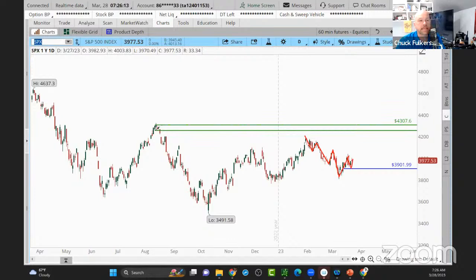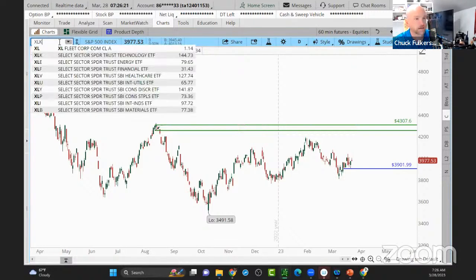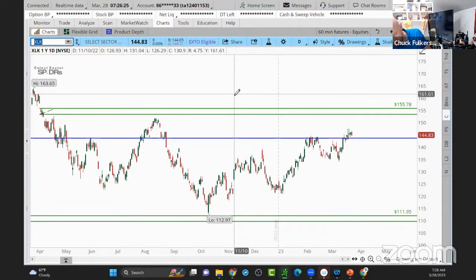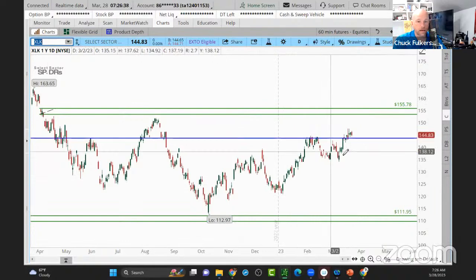But one of the things that we did last week was we said, well, what if we are putting in a bit of a basing pattern? And specifically, our sector that was providing us with the most hope for that was the technology sector, right? The technology sector was giving us a bit more reason for optimism, if you will, for a potential upside swing and an upside move.